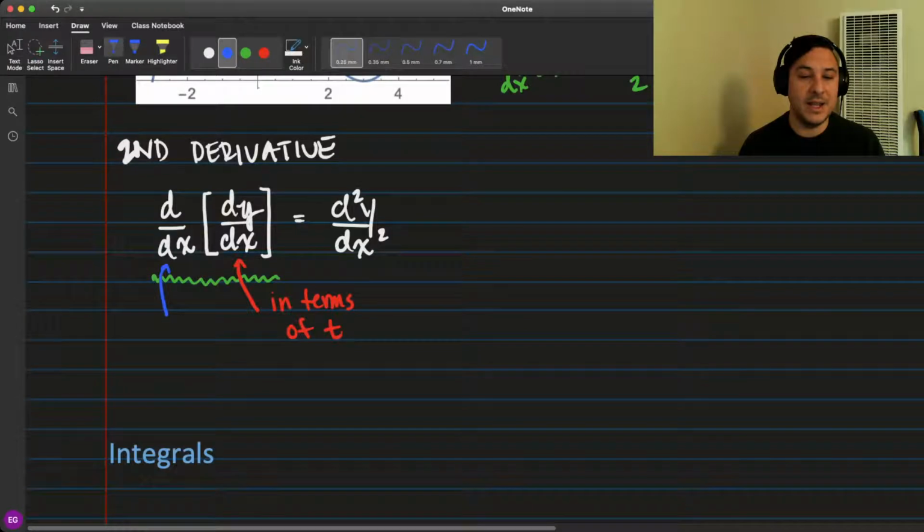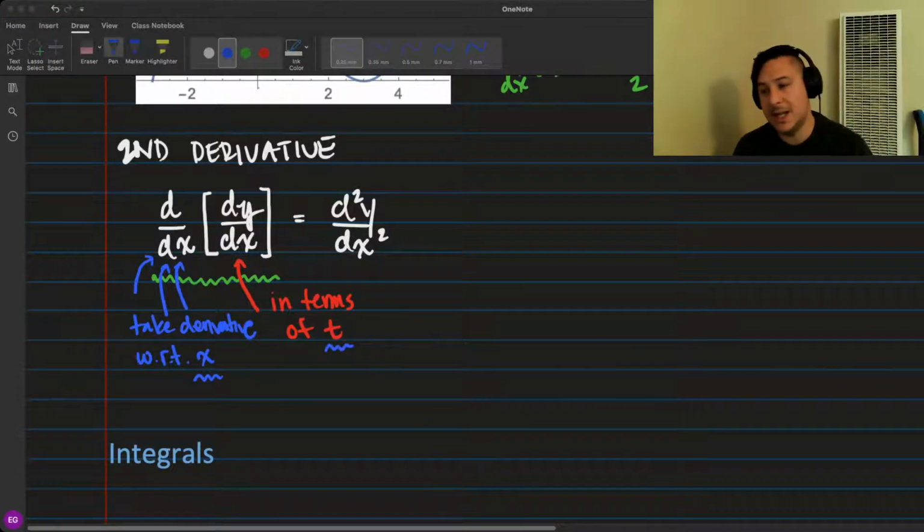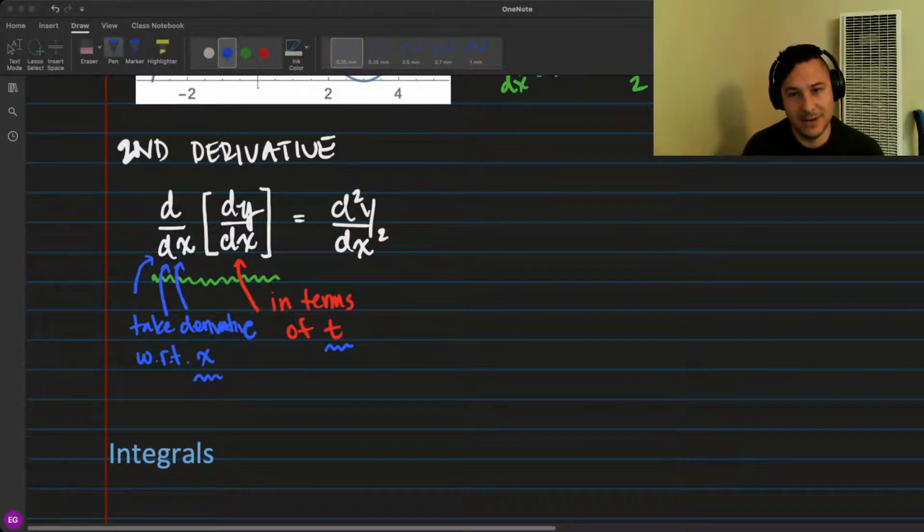Right. But if you look right here, the second derivative is telling you to take the derivative of dy dx with respect to what? Yeah. So it's asking us to take the derivative with respect to x. And those two don't match, right? It says here, take the derivative with respect to x, but we know that it's in terms of t. So we need a different formula.